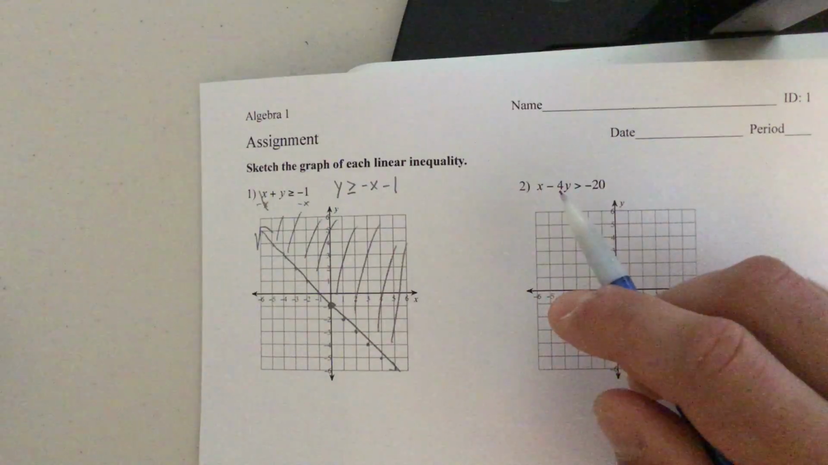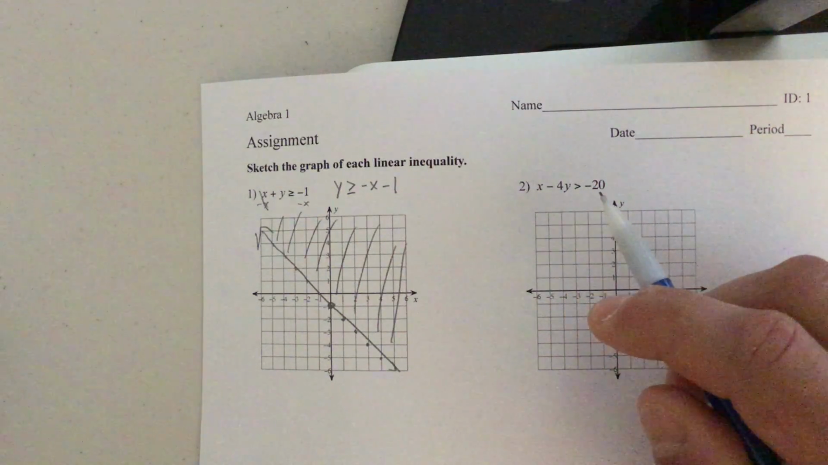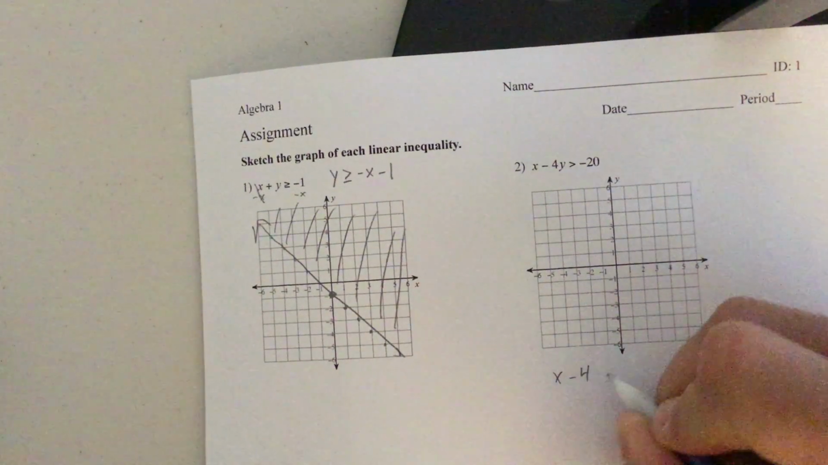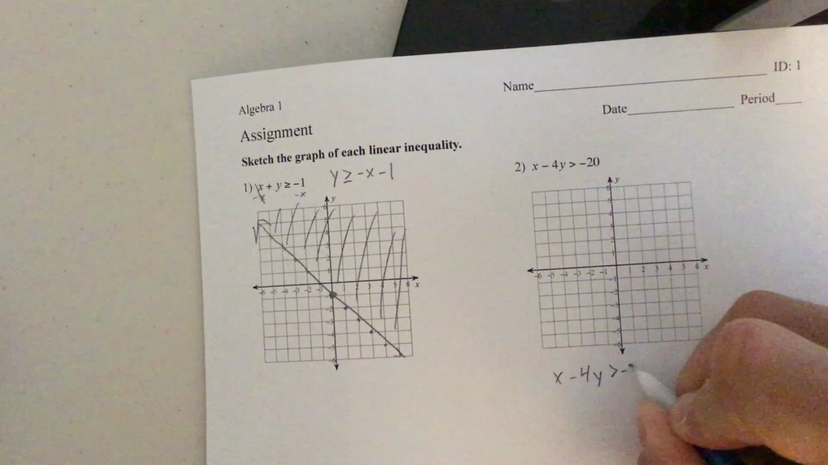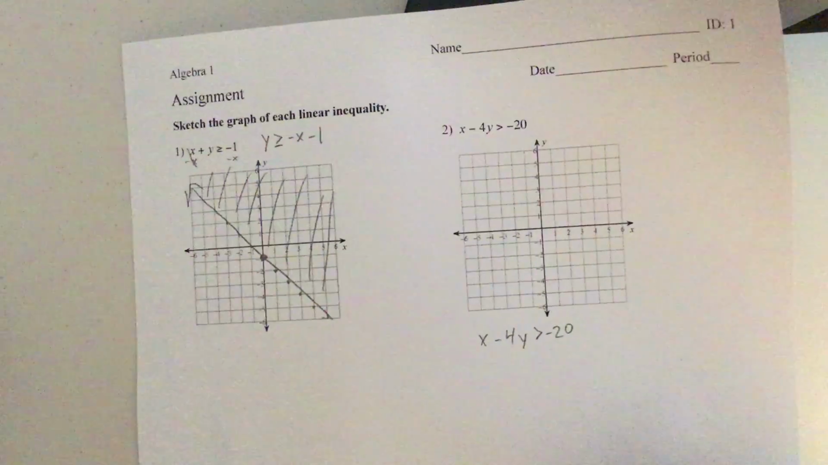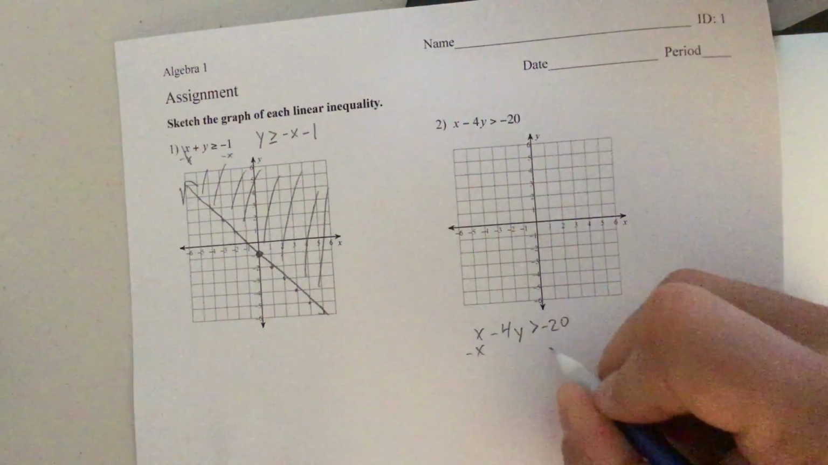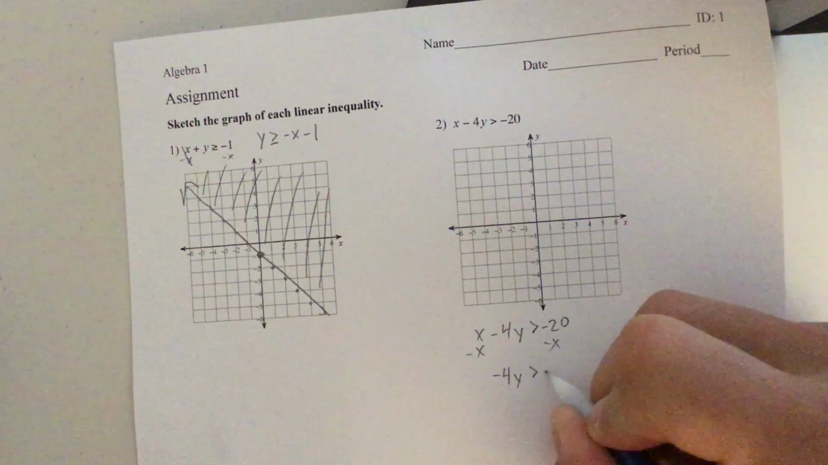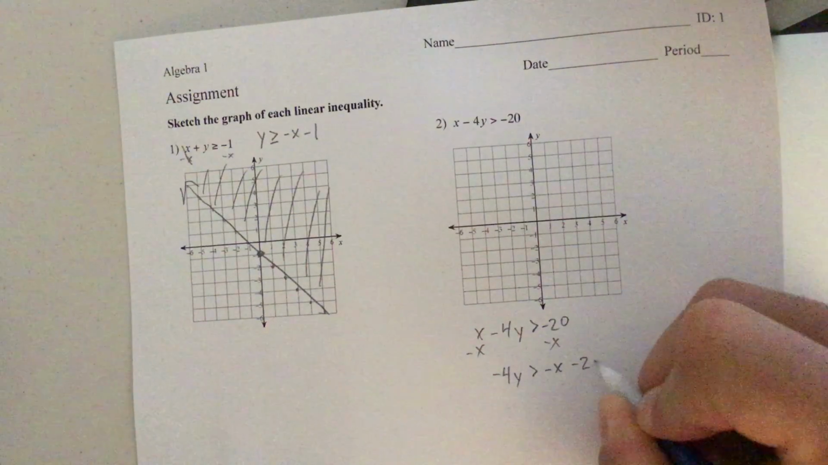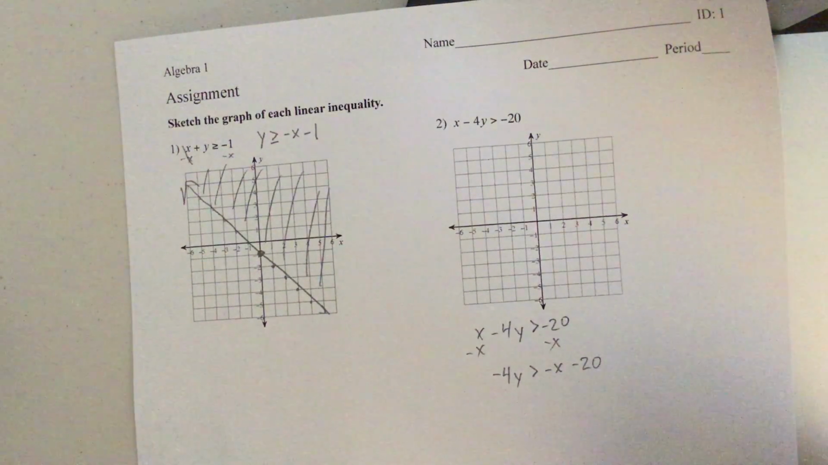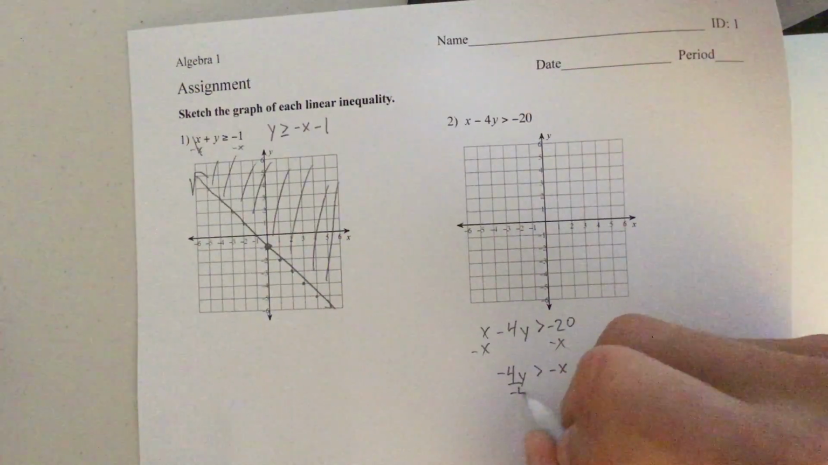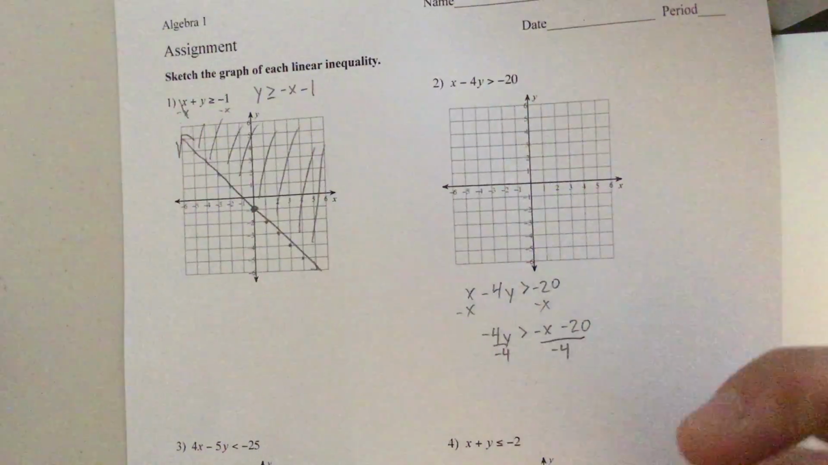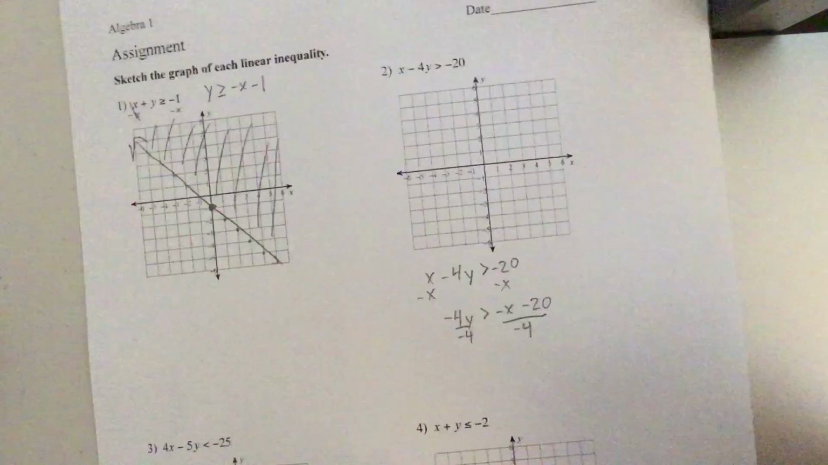We have x minus 4y is greater than negative 20. I'm just going to rewrite that down here because I know I'm going to need space. I'm still going to solve for y. That part does not change. Subtract x from both sides. Negative 4y is greater than negative x minus 20. Then I'm going to divide both sides by negative 4. Right here is the caveat, the new piece to what we're doing today.